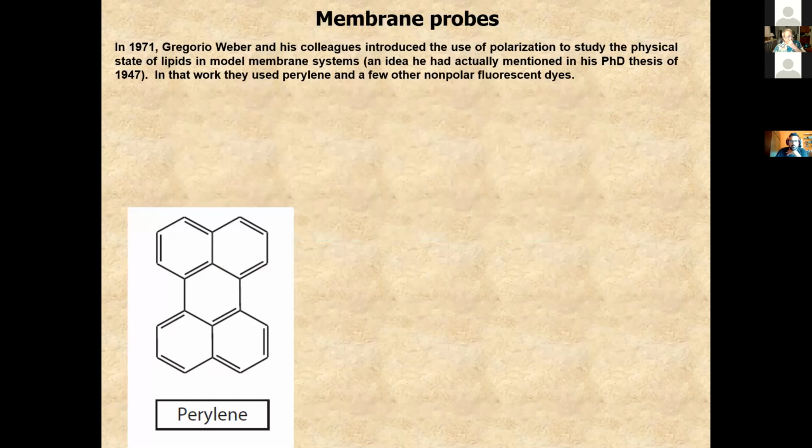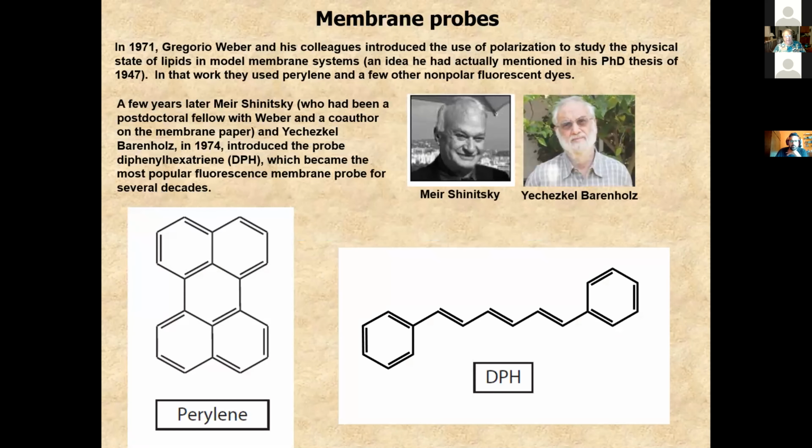Now, Gregorio Weber and colleagues introduced polarization to study the physical state of lipids and membranes, an idea he had in his PhD thesis. Actually, they used perylene and other nonpolar fluorescent dyes. And years later, Mayer Shinitzky, who was a postdoc with Weber and a co-author on that paper, with Barenholz, introduced DPH, diphenylhexatriene. And for many decades, this became the most popular membrane probe.